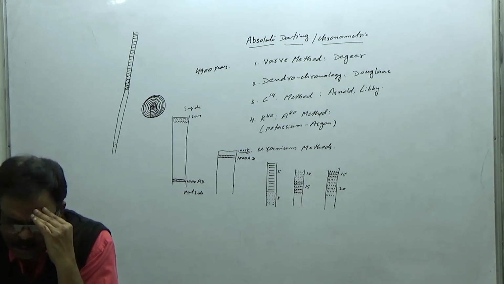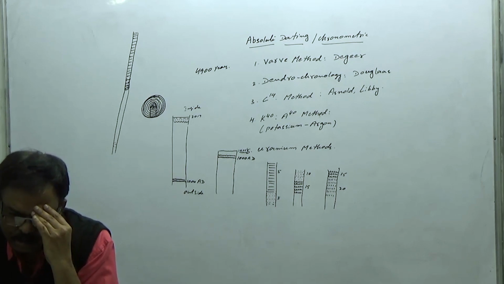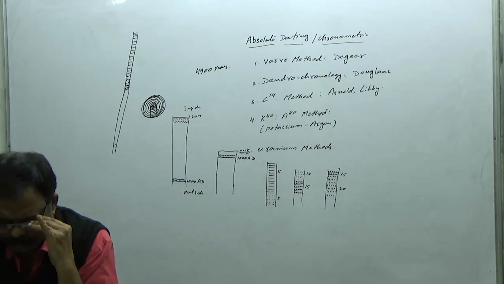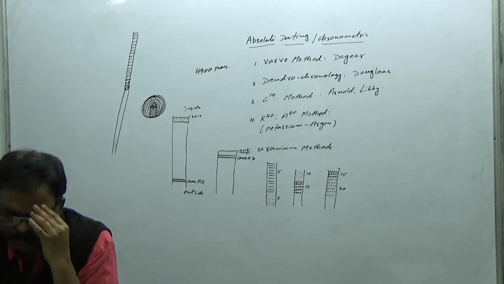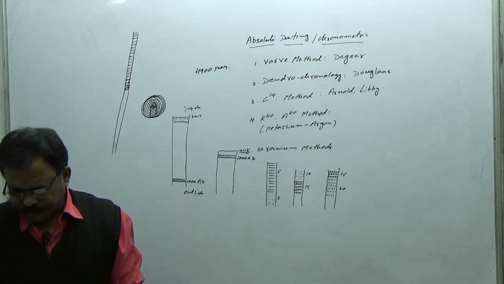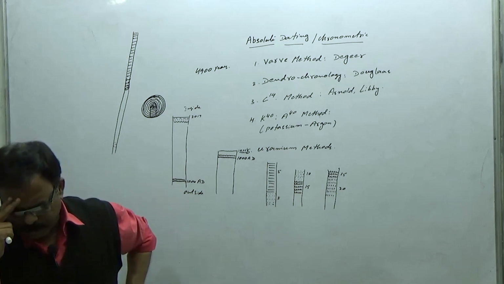This cross counting back method gives a perfect dating. So this is the dendrochronology method. Okay, next paragraph.